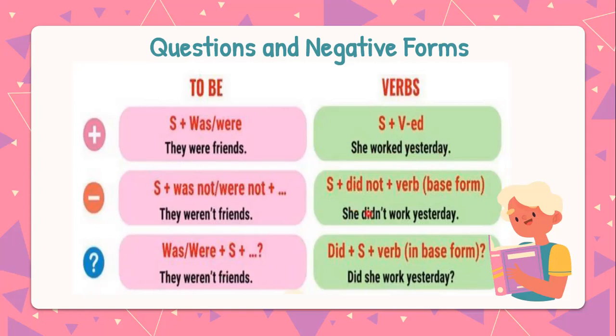Now, in the negative, she did not teach. So taught here, past tense, goes back to the base form, which is teach, because I already have did, and not for sure because it's negative. So she did not work yesterday. In the question form, I start with did. Did she work yesterday? So you need to be careful when we use the past simple of the verb and when I take it back to its base form.